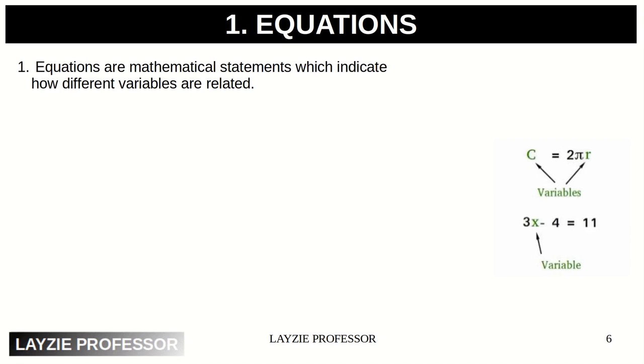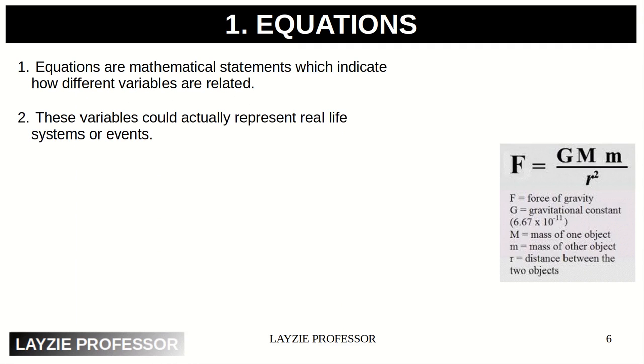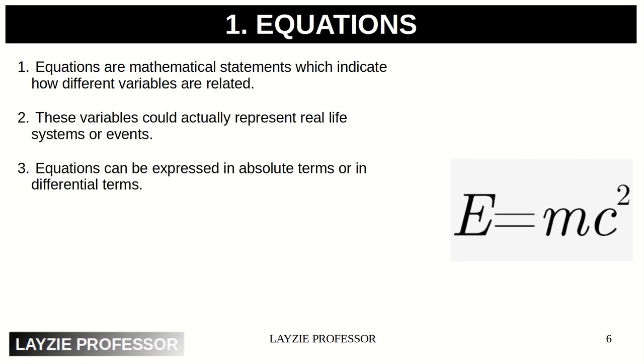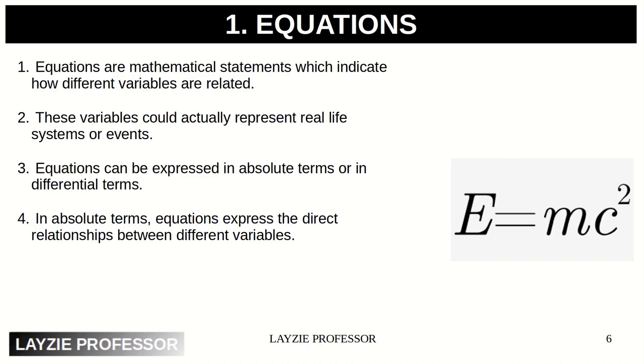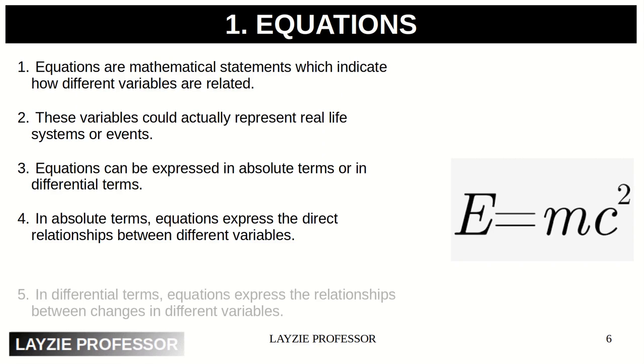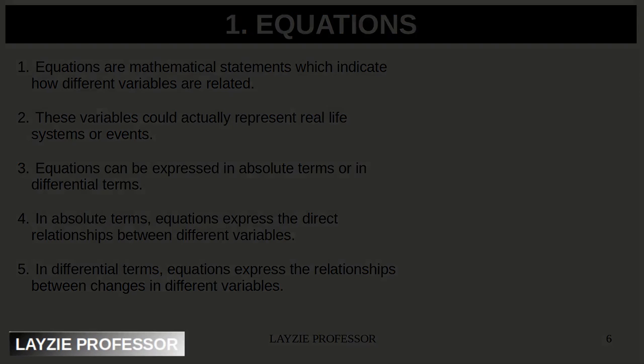Equations are mathematical statements which indicate how different variables are related. And these variables could actually represent real-life systems or events. Equations can be expressed in either absolute terms or in differential terms. In absolute terms, equations express the direct relationships between different variables. In differential terms, equations express the relationships between changes in different variables.